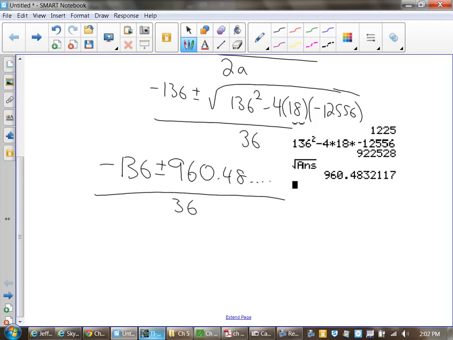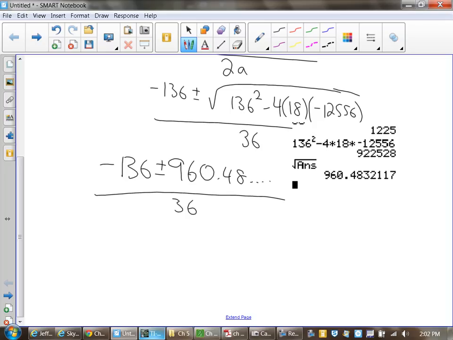To get my solution to be a positive value, am I going to add the 960 or am I going to subtract the 960? Add that. I'm going to add them together. That way it'll allow me to get a positive numerator. I want a positive numerator because my denominator is positive. In some of the other problems, you had a negative denominator, which means you wanted a negative numerator to get your positive values. That's the kind of thing you have to be able to decipher.